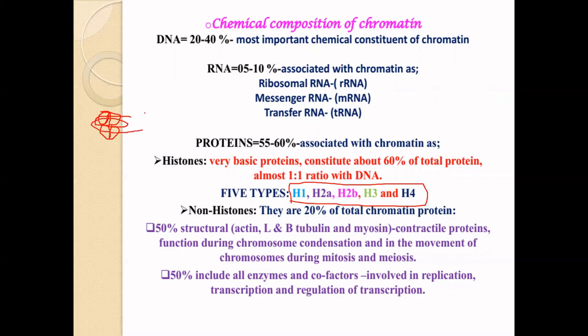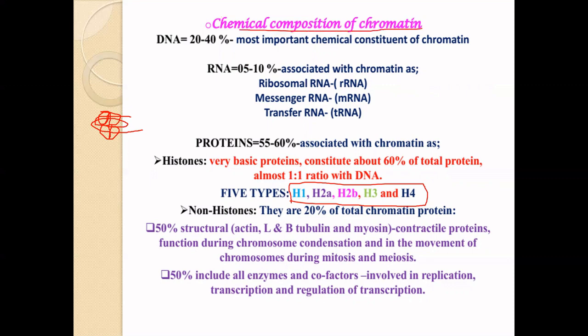The histone H1 protein is present outside that octamer structure. That means the octamer of H2A, H2B, H3, and H4 is present, and the H1 histone protein is basically the connector protein. It is able to connect two octamer structures and wrap up the DNA.